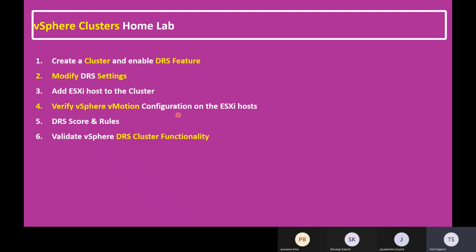And verify vMotion configuration. We are already familiar with vMotion configurations. We should meet a few conditions for vMotion. All the ESX hosts should have the same fully qualified name, and we have a VMkernel port group. Then DRS score and rules. We discussed the DRS score, what the score values are, and also the DRS rules: affinity and anti-affinity rules.